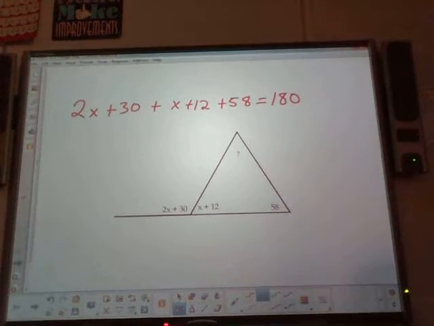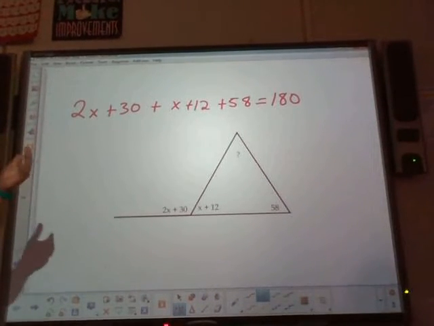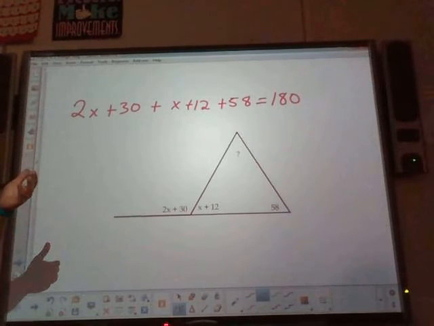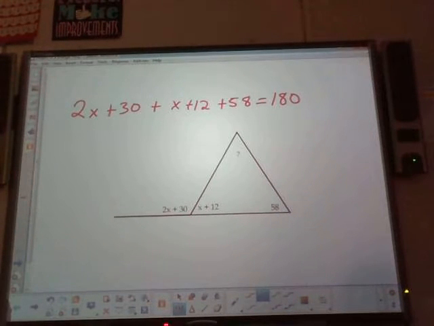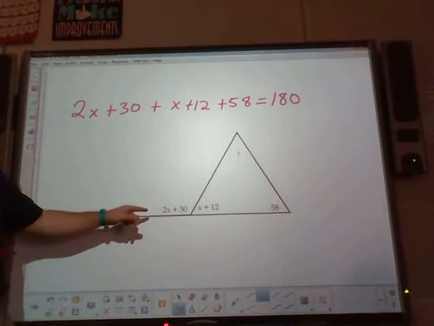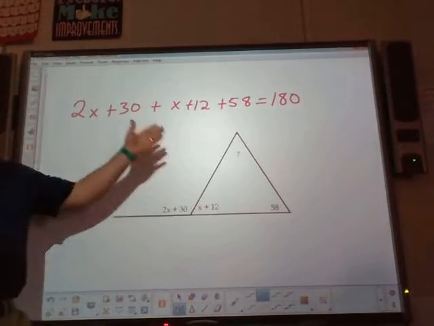Okay? You ready? What did they do wrong? Lainey, you don't know. Okay, well, let's take a look, Lainey. Is there any place up here that we know equals 180 total? Which two, because all three of these are on the bottom. That's not correct.